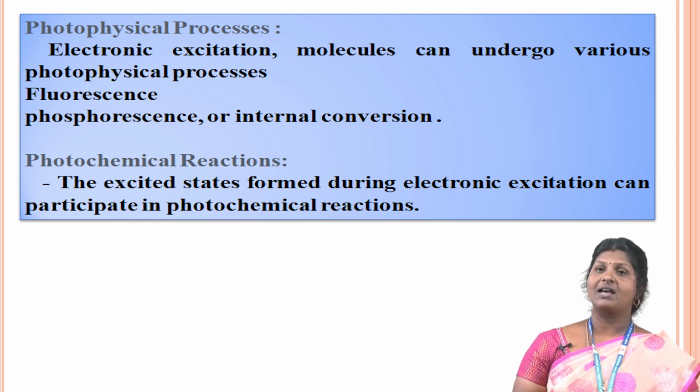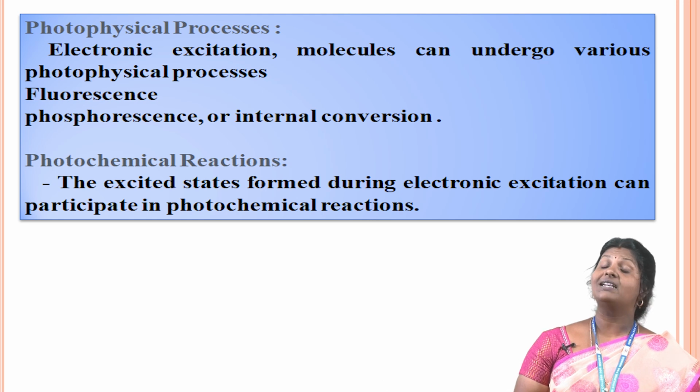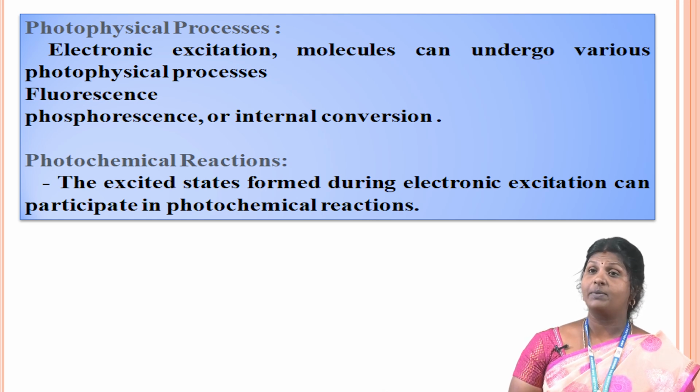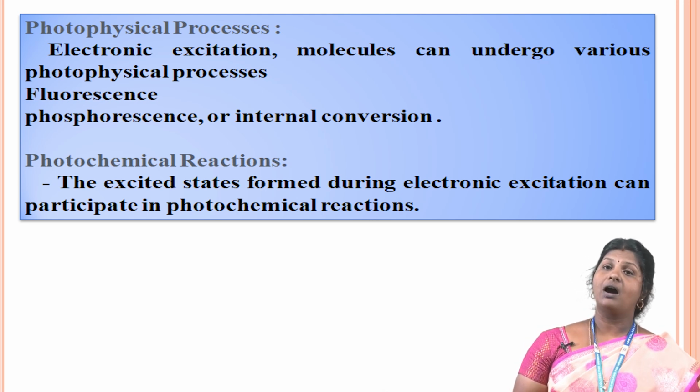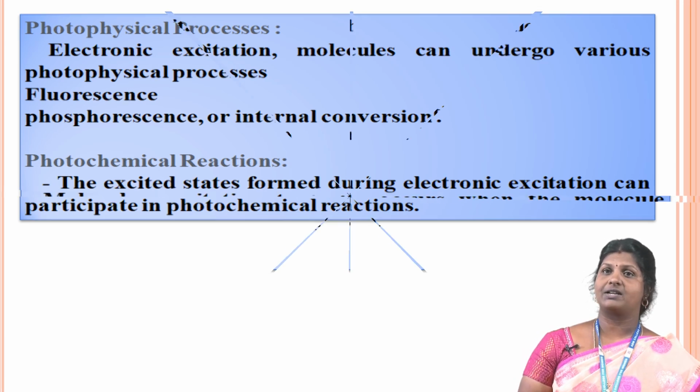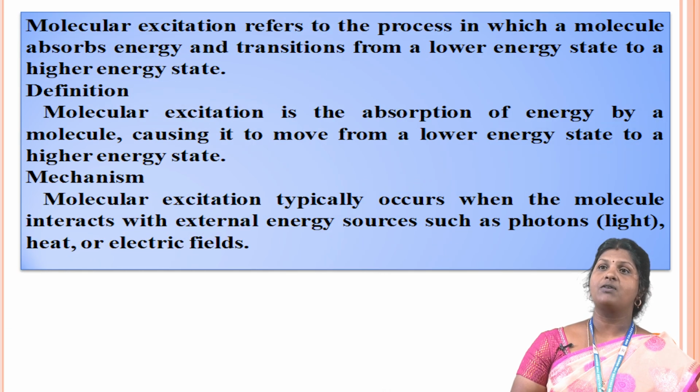Photochemical reactions: the molecule formed during electronic excitation can participate in photochemical reactions. These reactions are specific to the excited state and may involve bond breaking, bond forming or isomerization processes. Photochemical reactions are often distinct from thermally activated reactions. The basic principles of photochemical reaction we can see one by one: molecular excitation, quantum yield and stimulated emission.